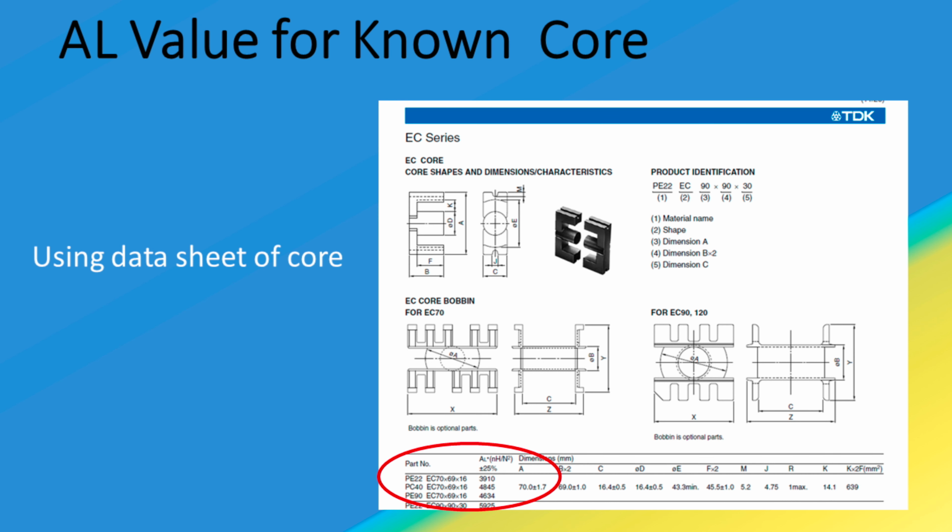Now we will discuss how we can find the AL value of a known core. First of all, you find the data sheet of that core on the internet, and then you can check in the data sheet and find the AL value for the core. I have shown it here in the red mark, where the AL value is written.